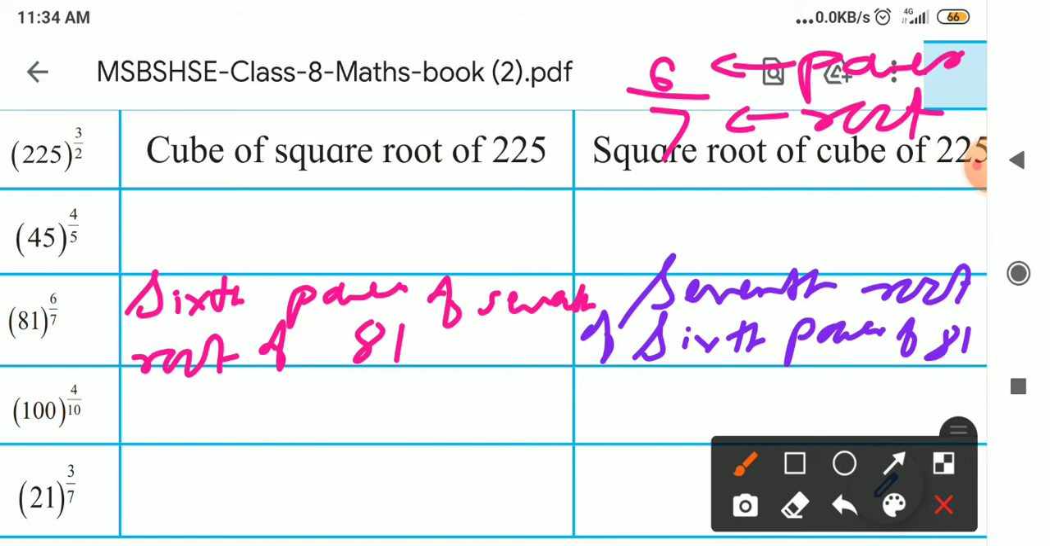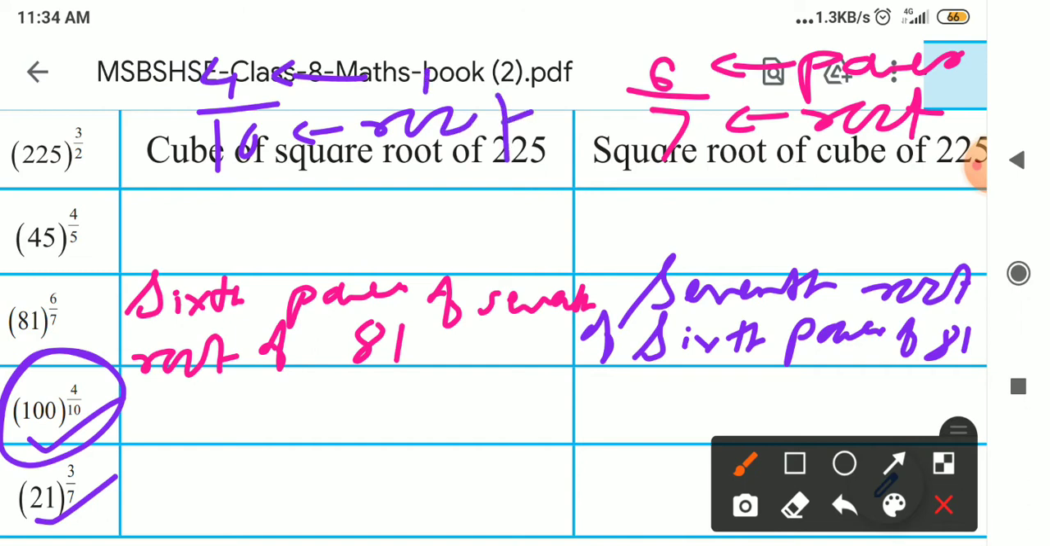Very easy. Generally by habit I said that you are in front of me. So you write these both, reading only. How to read this? I will not write. The 4th power of this fraction means 100 raised to 4 upon 10. So 4 is the power and 10 is the root.